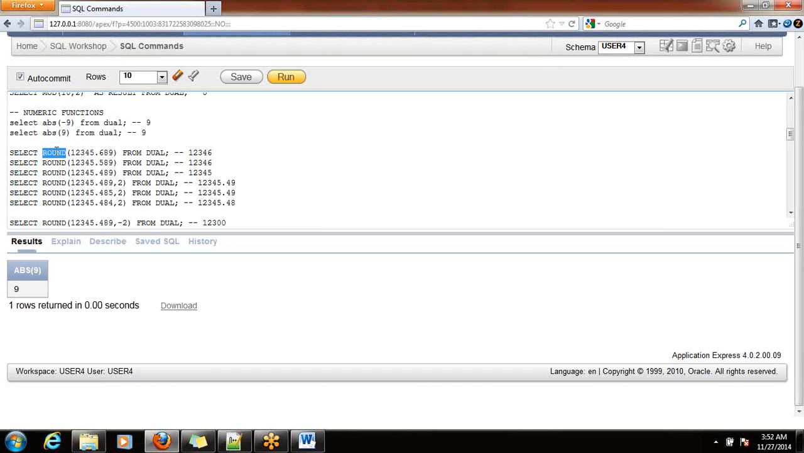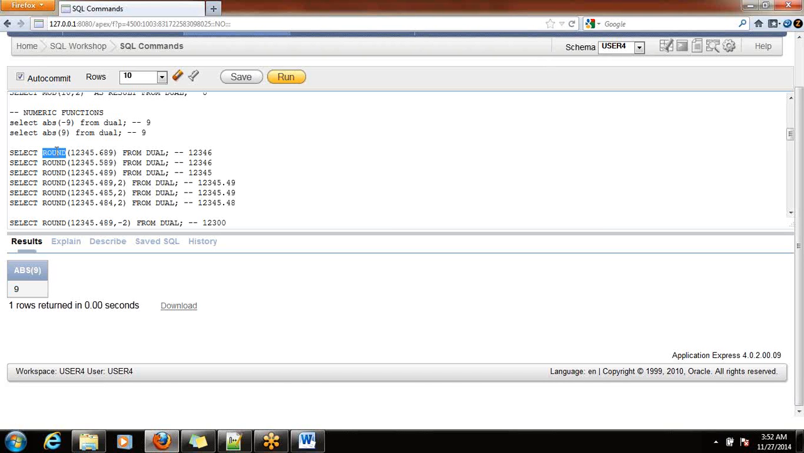And here I deliberately gave 0.489, and it is giving 12345. So if the decimal value is 0.5 or greater than 0.5, it rounds up to the next integer. With the round function there are two arguments also.